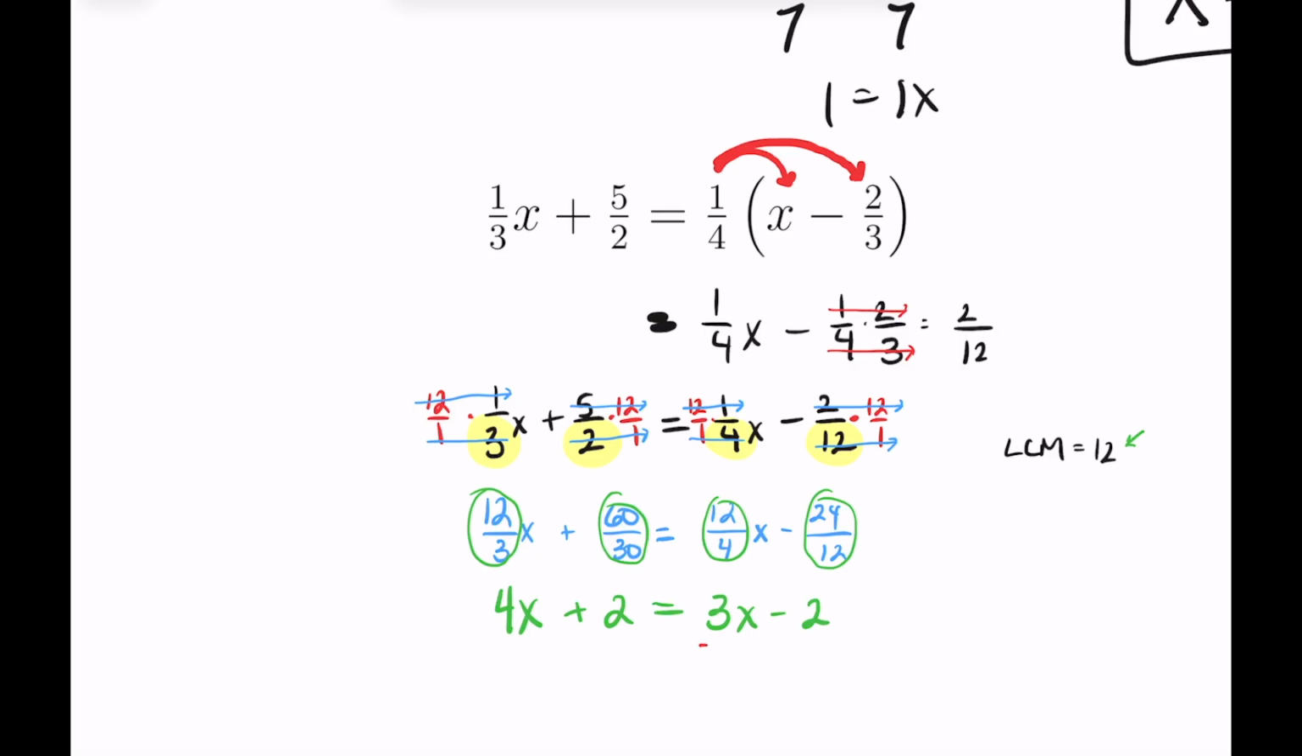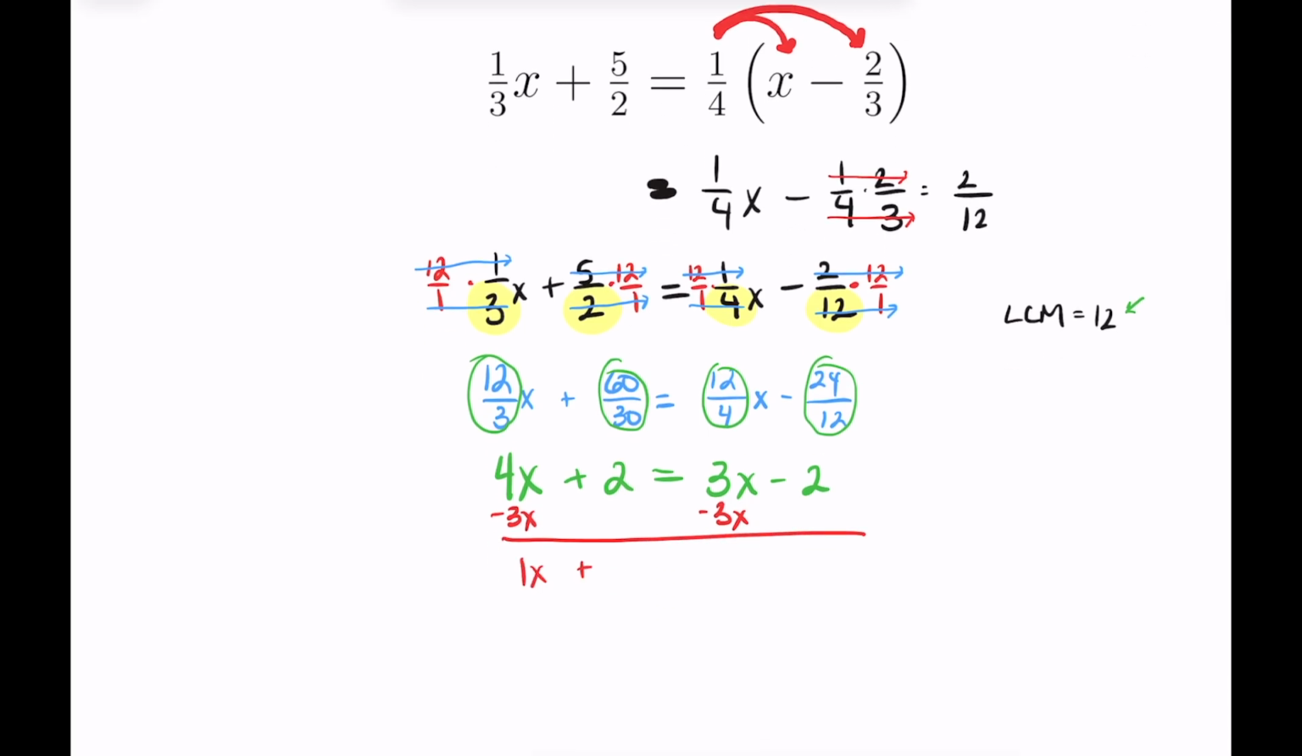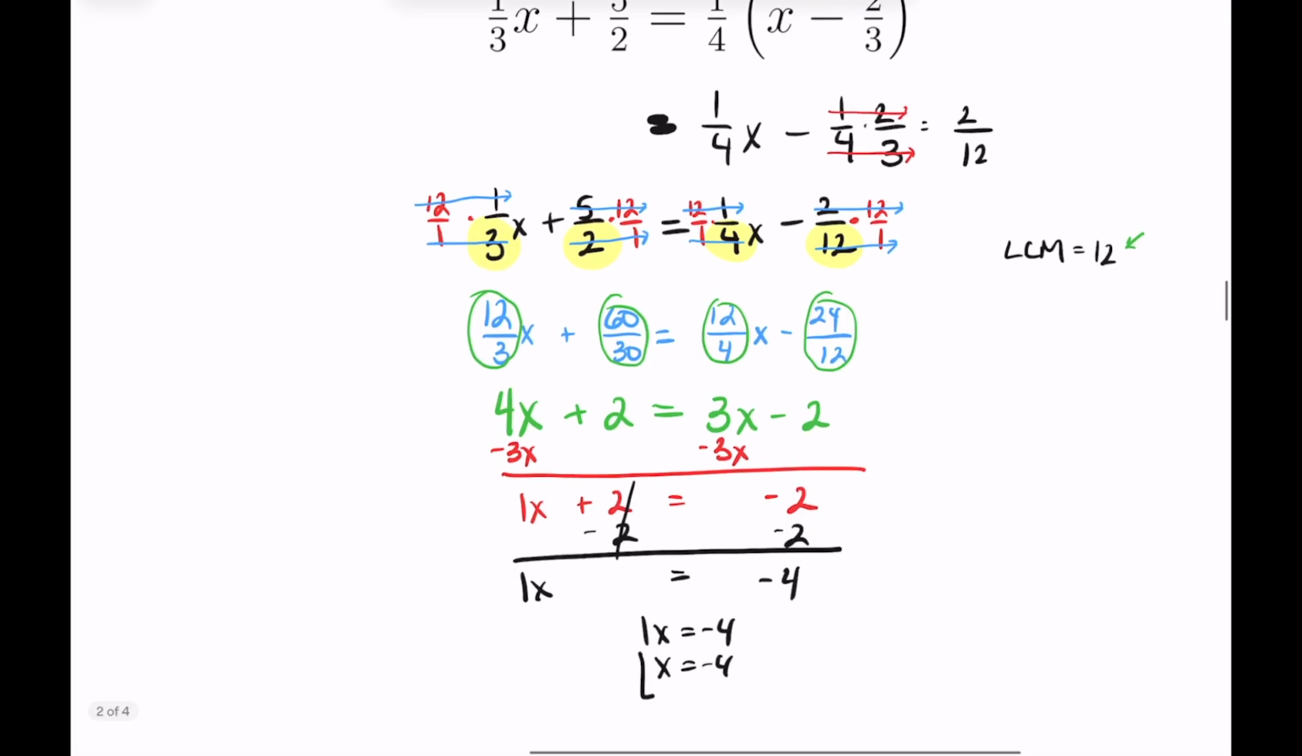Hopefully, we will now subtract a 3x from both sides. And I get 1x plus 2 equals negative 2. And then I'll subtract a 2 from both sides. Then I have 1x. These will simplify to 0. And then negative 2 minus 2, that becomes negative 4. So I have 1x equals negative 4, or just x equals negative 4. And we're good with that.